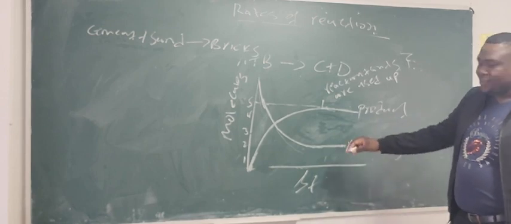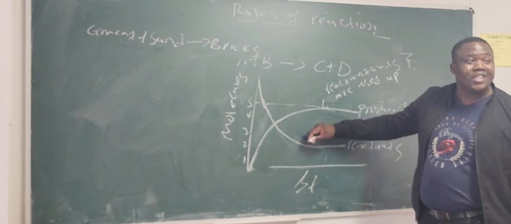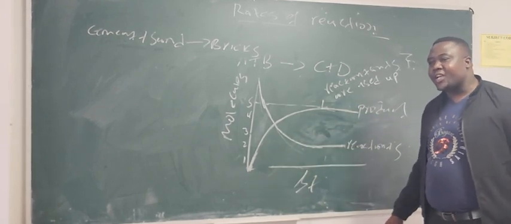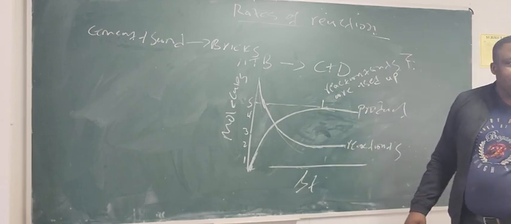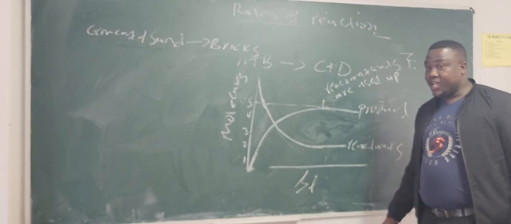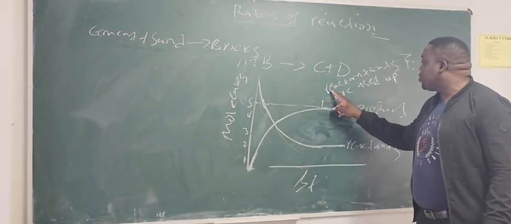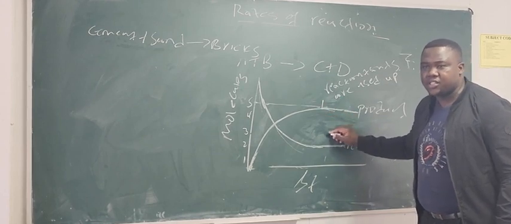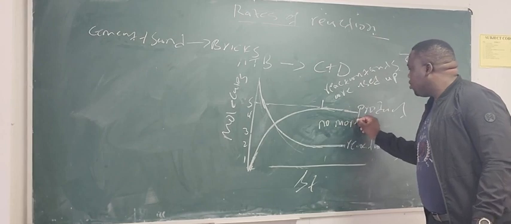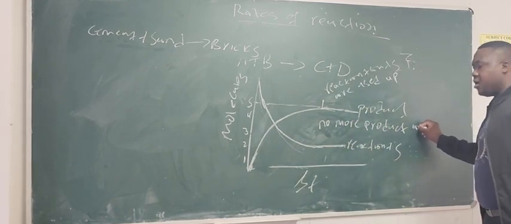Understand? So you're going to come across this. You must draw, you must make annotations. I usually tell the kids that I teach that you write the things that I say. Did you understand what this straight line means? If you don't want to write reactants are used up, you can say no more product is being formed.